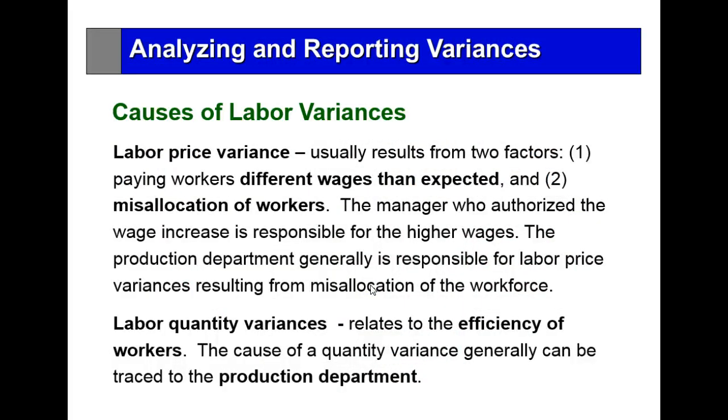Why would labor vary? It might be different wages we're paying than expected. Overtime could come into play because we've got other things going on. Or we're allocating workers incorrectly. The manager who authorizes wage increases is responsible for those higher wages. The production department generally is responsible for labor price variances resulting from misallocation of workers. And quantity variances relate to how well they're working. Are they being efficient, or are they sleeping on the job?